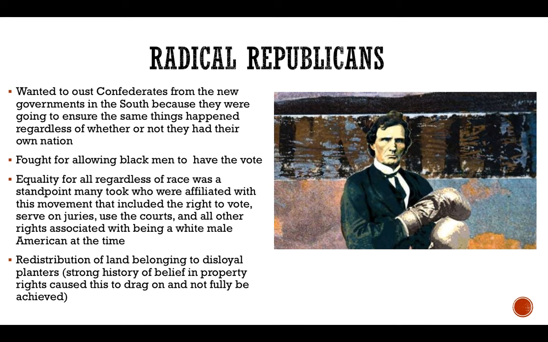And redistribution of land belonging to disloyal planters was another thing that the radical Republicans were interested in at this point. So there was a strong history of belief in property rights that caused this to drag on and not really come to fruition. So rather than redistributing the land, disloyal planters who had fought against the nation were oftentimes allowed to keep these large parcels of land if they were financially stable enough to take care of it.